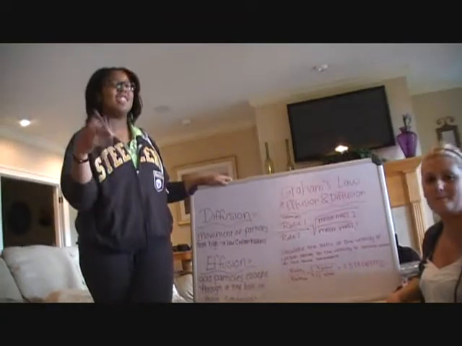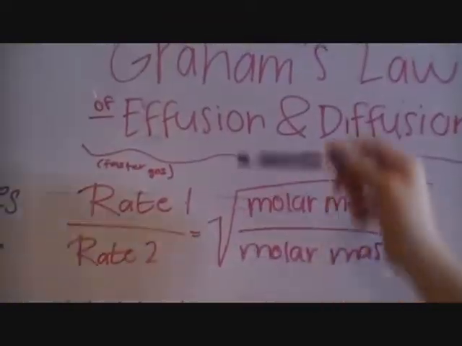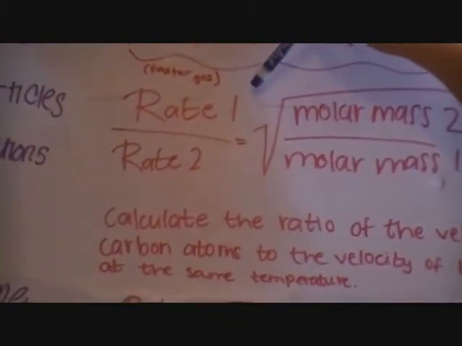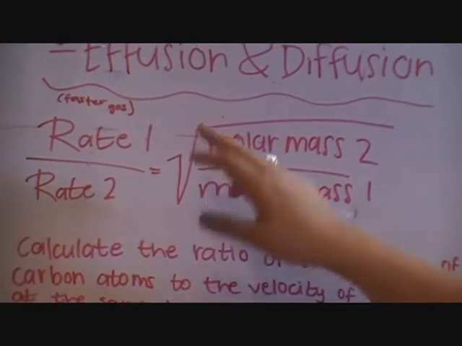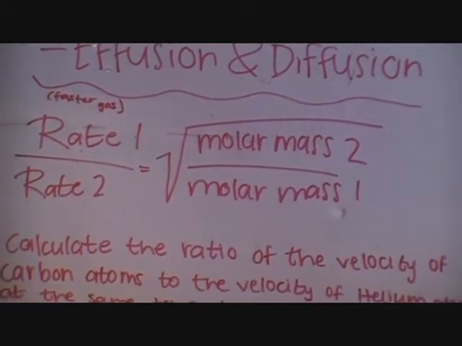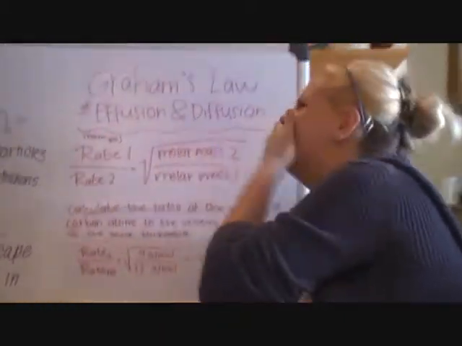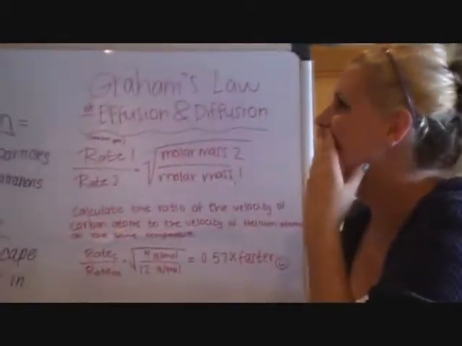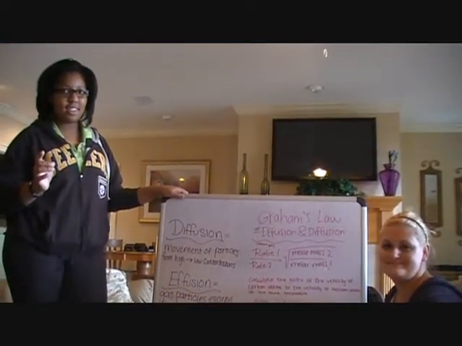Graham's law. I was trying to get my thoughts there. I'm sorry. Graham's law contains diffusion and effusion. The equation is the rate of the faster gas over the rate of the slower gas. And you're going to do the little dividing thing, the little thing you squared. It's called a square root symbol. Are you recording? I am. And that's carbon. Carbon is the faster gas.